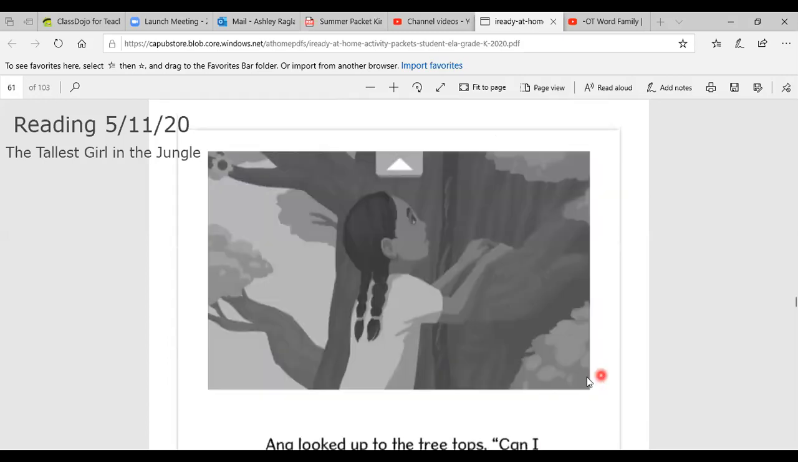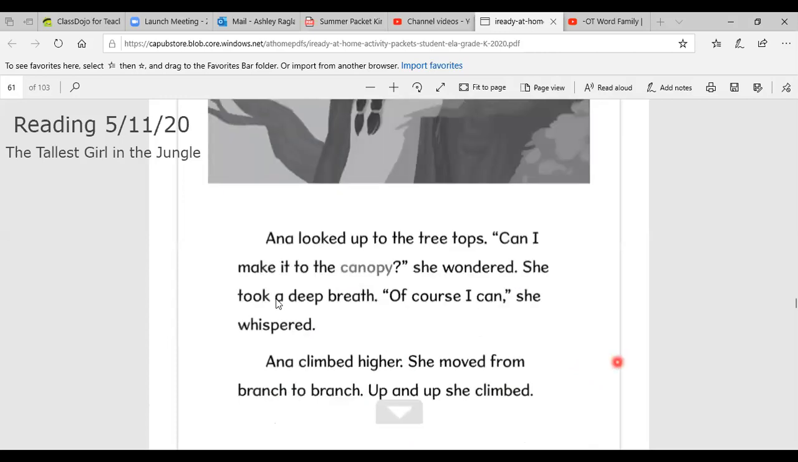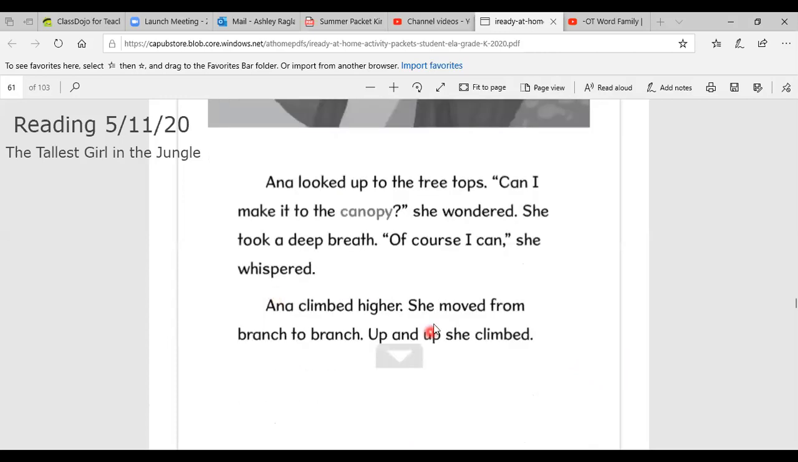There she goes. Anna looked up to the treetops. Can I make it to the canopy? She wondered. She took a deep breath. Of course I can, she whispered, and climbed higher. She moved from branch to branch. Up and up she climbed.